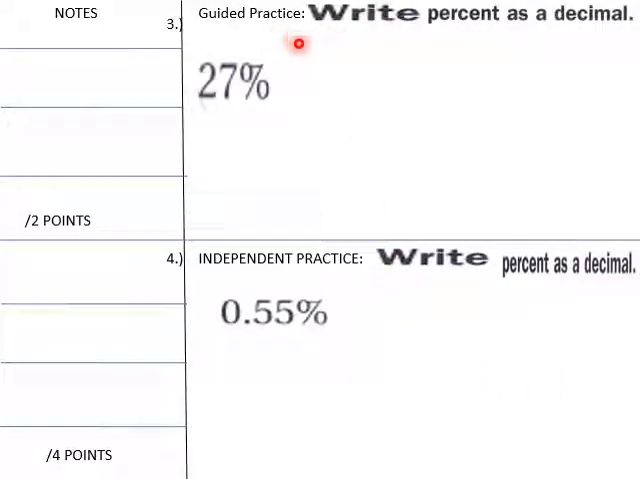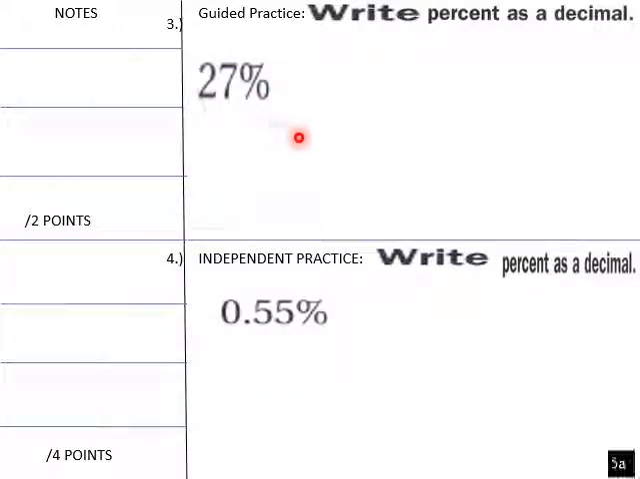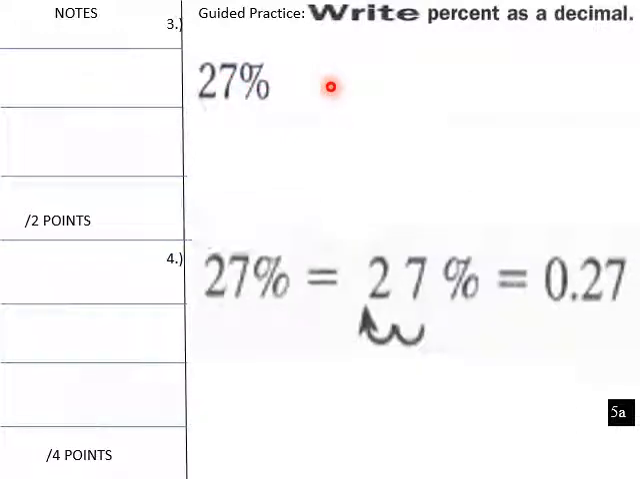Okay, so for our next guided practice here, write the percent as a decimal. 27%, we're going to write that as a decimal. This is yours down here, students. So let's write 27% as a decimal. To do that, we're going to move our decimal place to the left twice, 1, 2. So we end up with 0.27, which is the same thing as 27%.